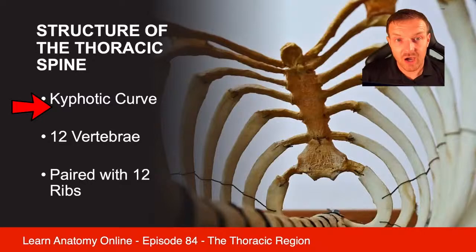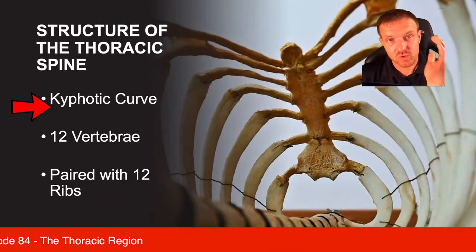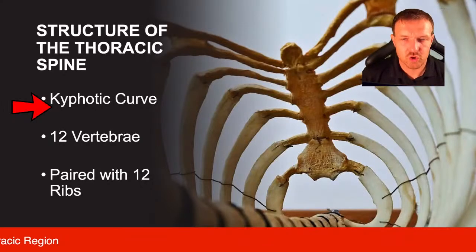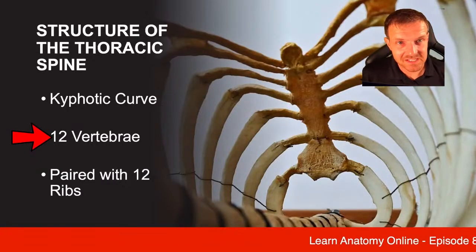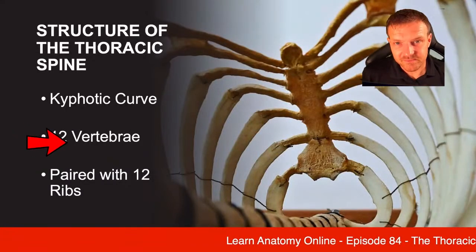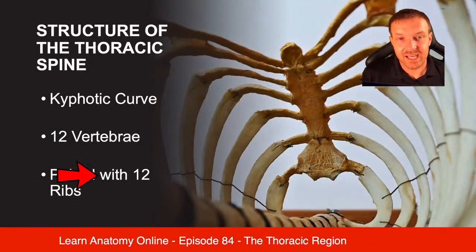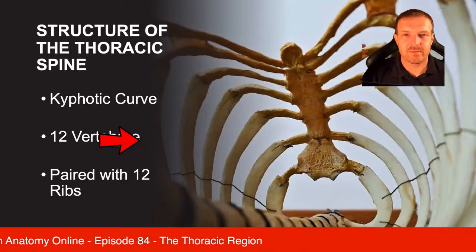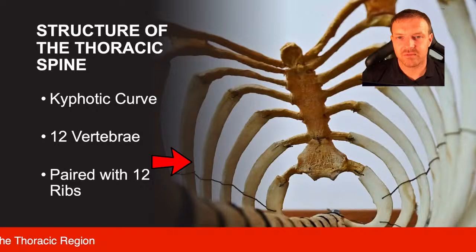So let's have a look specifically at the thoracic spine then. So it has a kyphotic curve. So remember that curve forward, that's usual. Okay, I say usual rather than normal because there isn't really a normal. Everybody's slightly different. There are usually, because there sometimes aren't, 12 vertebrae, and they are usually paired with 12 ribs. And again, I say usually because you can have ribs in your neck as well, and we'll have a look at that when we get to the cervicals, and that can cause some problems.